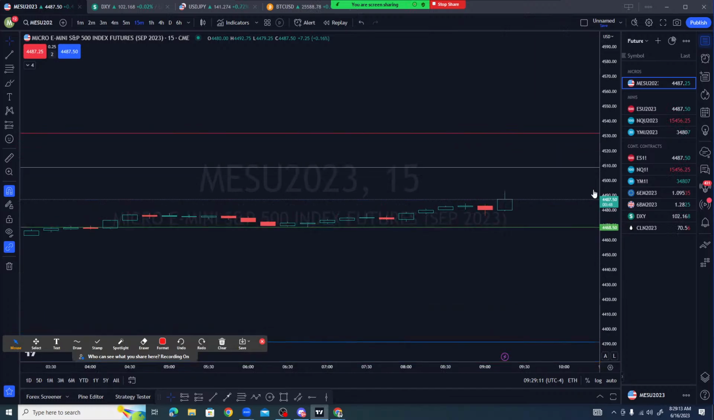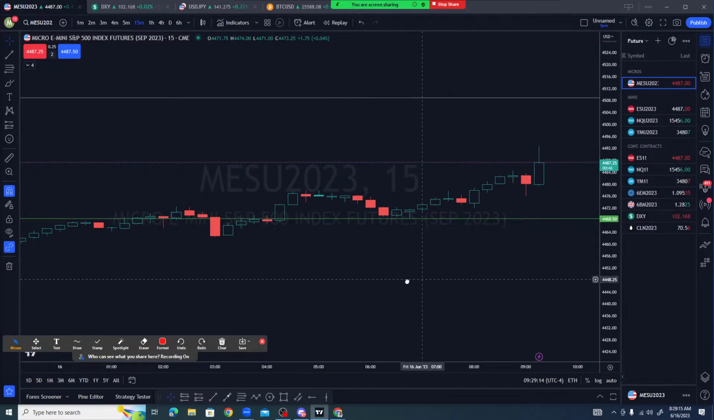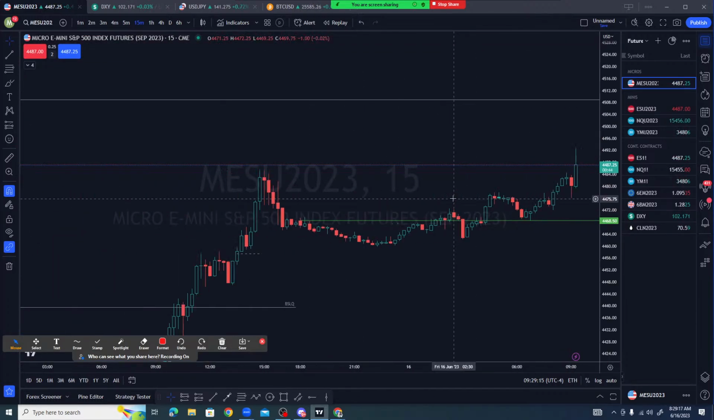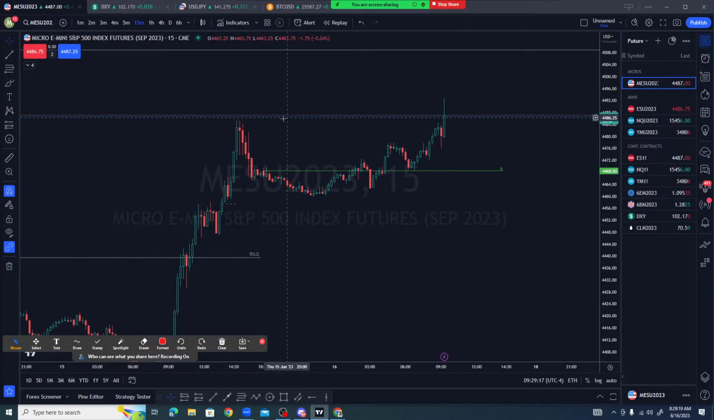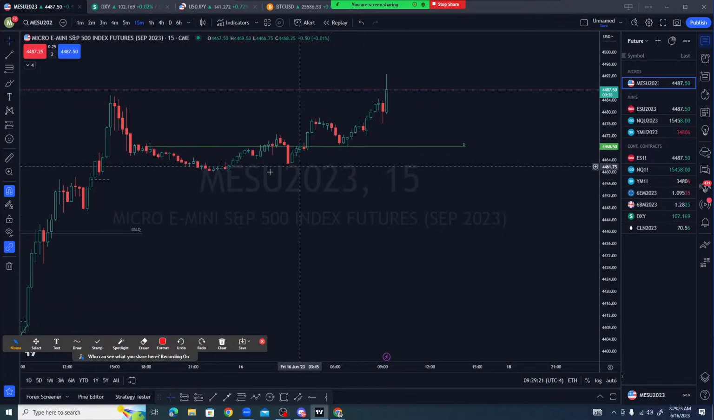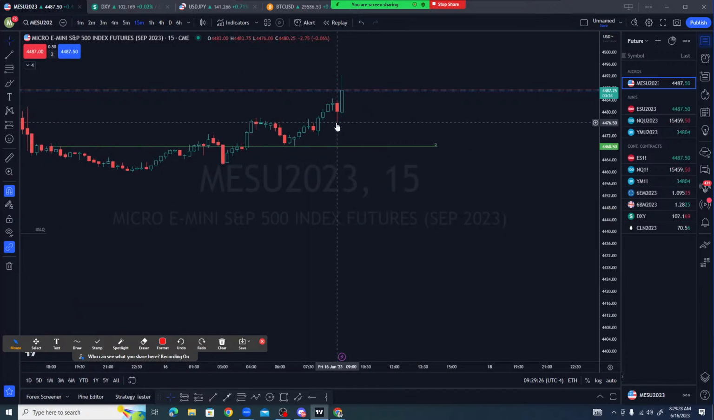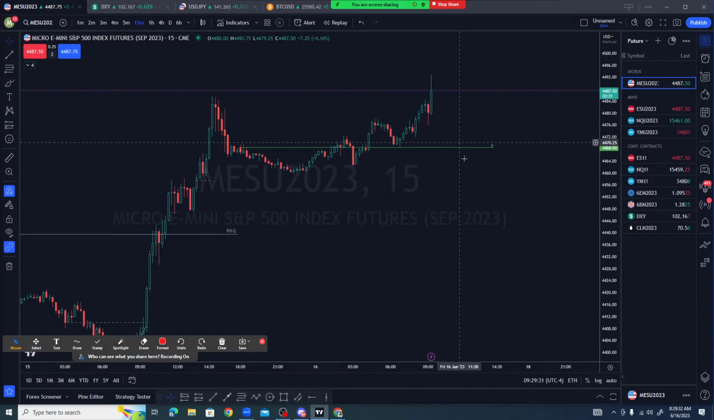Let's go back to the 15-minute chart. Market opens in about a minute. If for some reason we fail from taking out these highs right here, then we will definitely look for a short and start hitting these areas for targets. The daily price line would be a target. This green line right here is the daily price line.